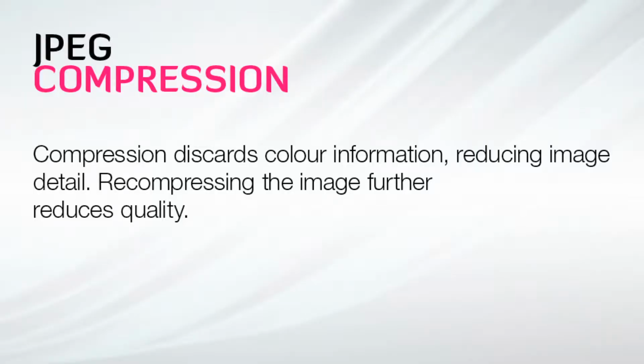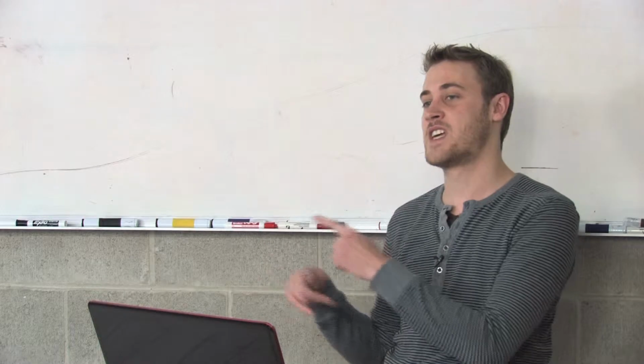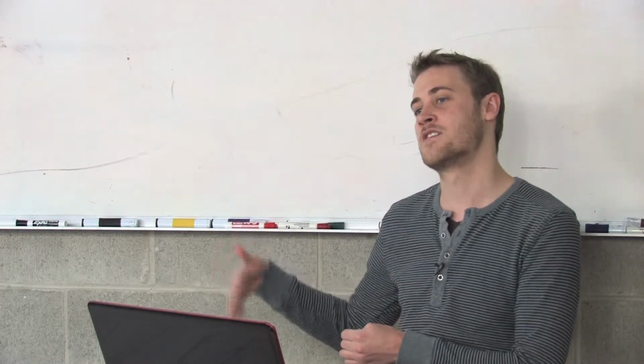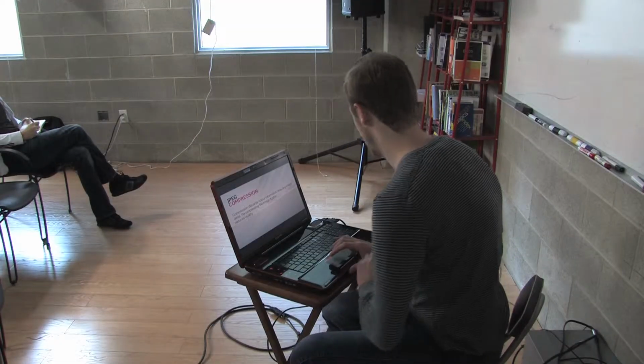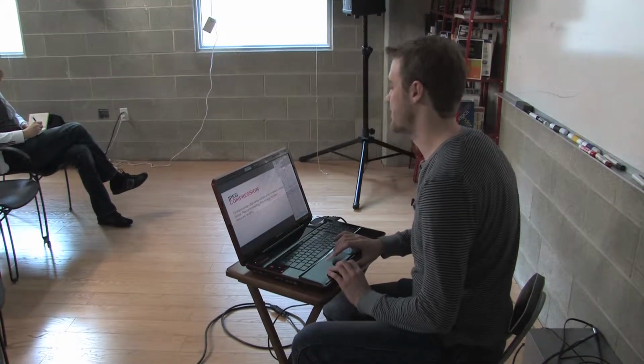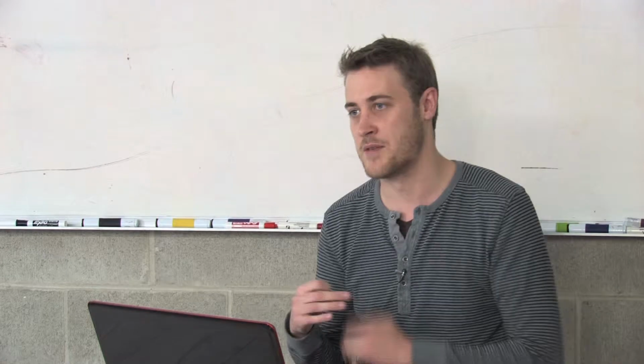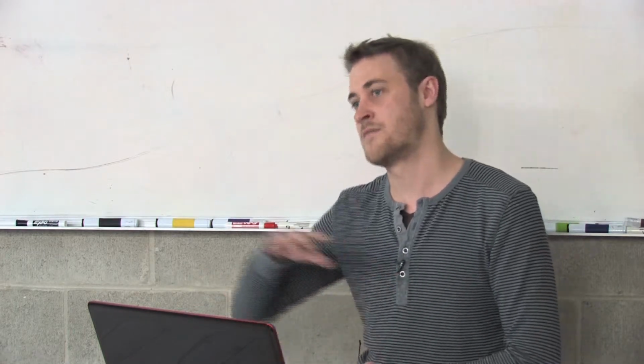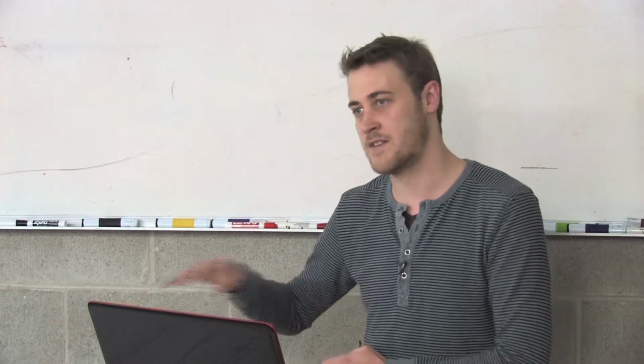So let's start with JPEG compression. This form of compression discards color information, and it reduces the image detail. Every time you resave the image, it's recompressing, so it's going to lose quality each time you save it. So that's something to keep note of. If you're going to be working with a JPEG, it's best to start with a bitmap because a bitmap is lossless and it's full color. And then when you're saving your final image, save it to JPEG.